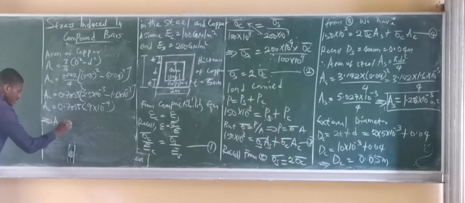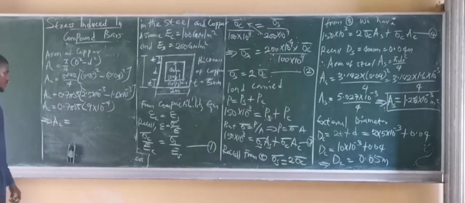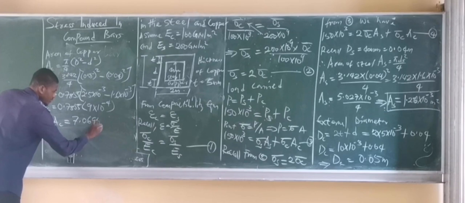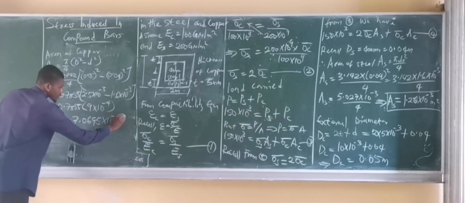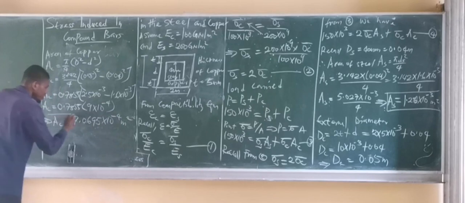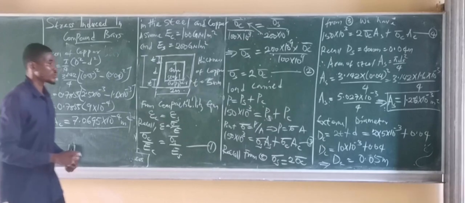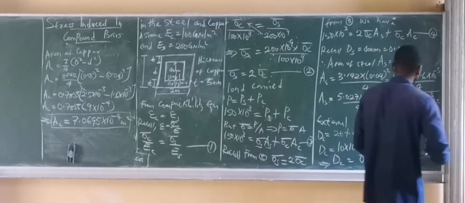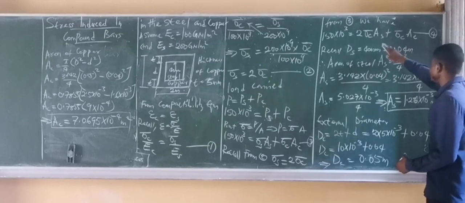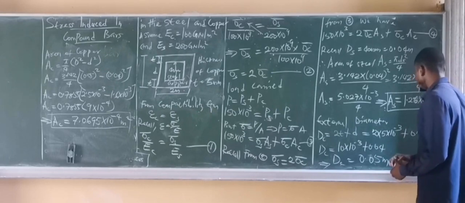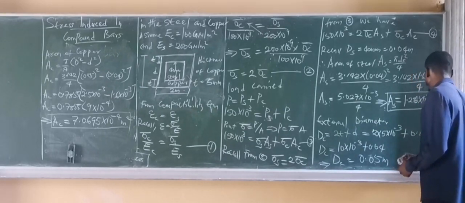Which means area of copper is equal to 0.7855 multiplied by 9 times 10 to the minus 4, which gives 7.0695 times 10 to the minus 4 meters squared. So we obtain the area of the copper, and we have the area of the steel. We simply substitute that into equation 4. Area of steel gives us 1.26 times 10 to the minus 3.